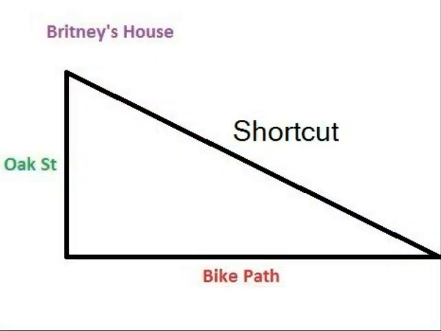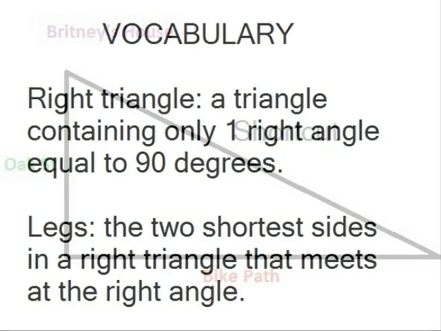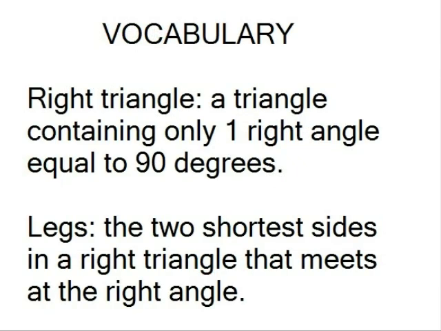Lily's grandmother tells her, "Think of the triangle as roads leading to Brittany's house. 2 of the roads have to be the legs of a triangle, and the diagonal shortcut has to be the hypotenuse. Keep in mind that the triangle must be a right triangle with 2 legs that make up the shorter sides." The definition of a right triangle is a triangle containing only one right angle equal to 90 degrees.